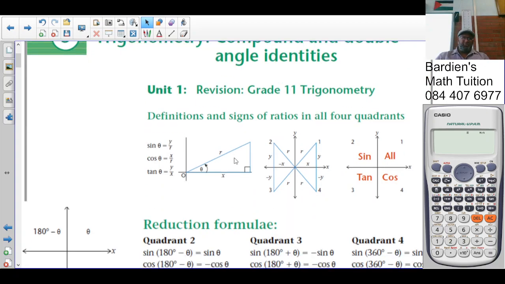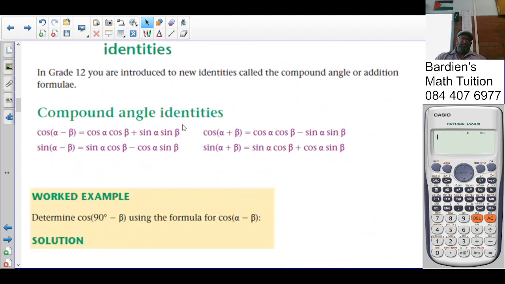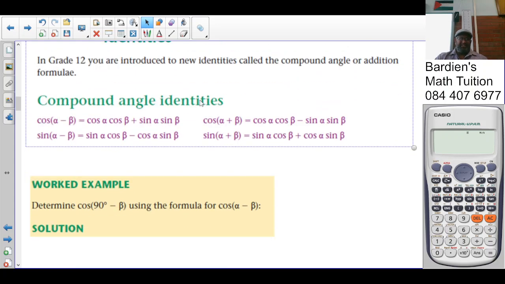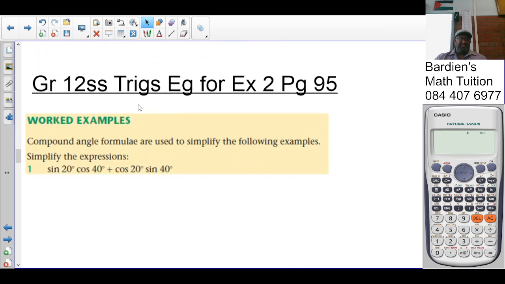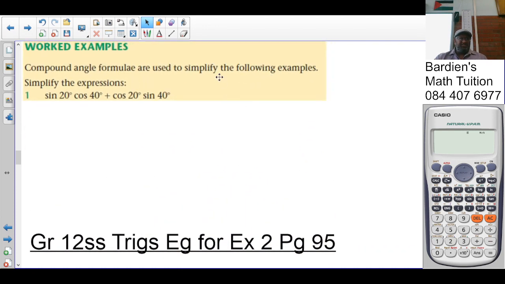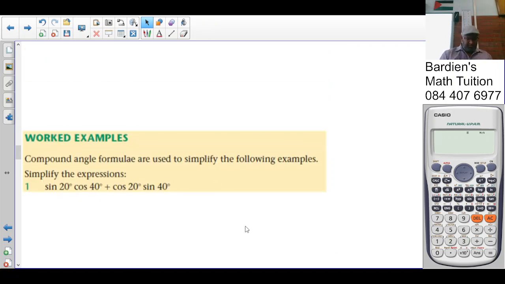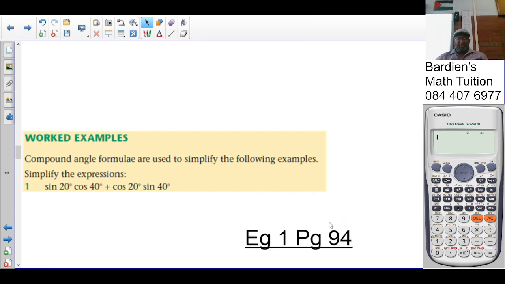So at this point we were exposed to it. We spoke about the different identities, all of these rules that come from grade 10 and grade 11. So the compound angle identities are given there. We're looking at the examples for exercise 2, on page 95. Example 1, and this is on page 94.